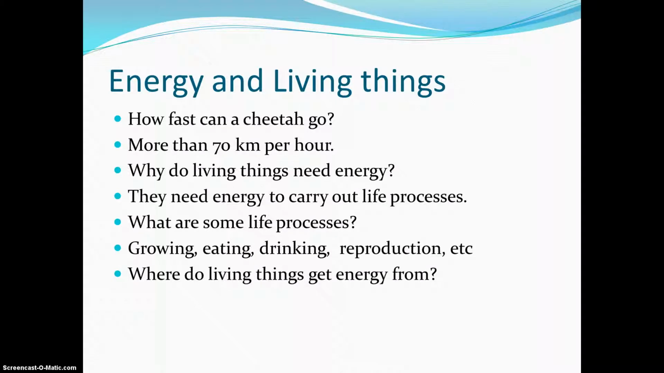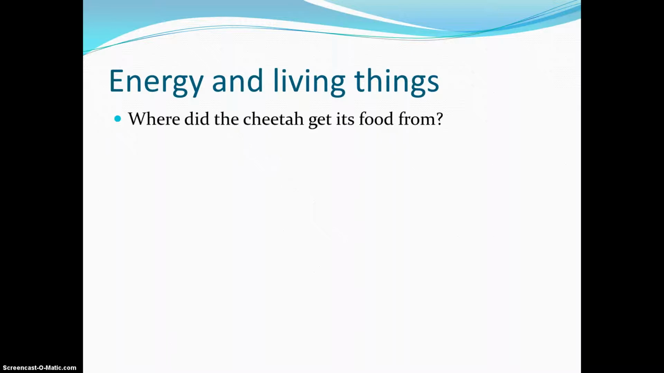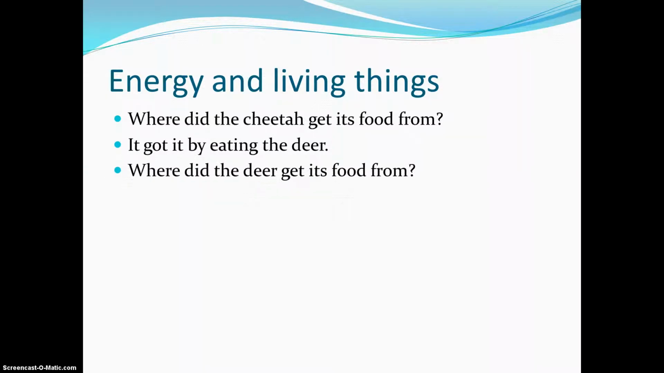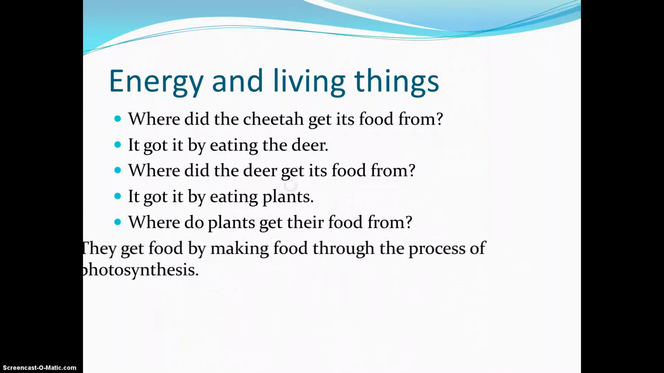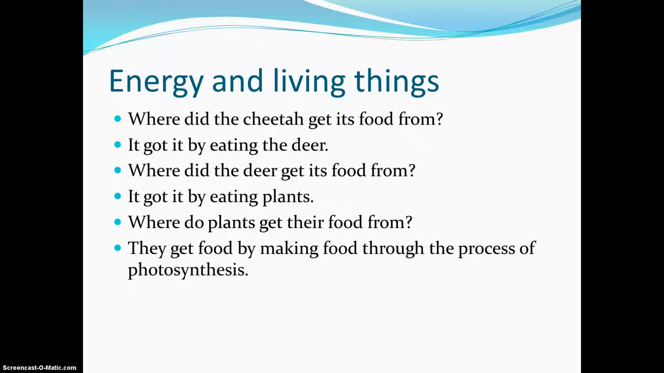Where do living things get energy from? They get it from food. Where did the cheetah get its food from? It got it by eating the deer. Where did the deer get its food from? It got it by eating plants. Where do plants get their food from? They get their food by making food through the process of photosynthesis.